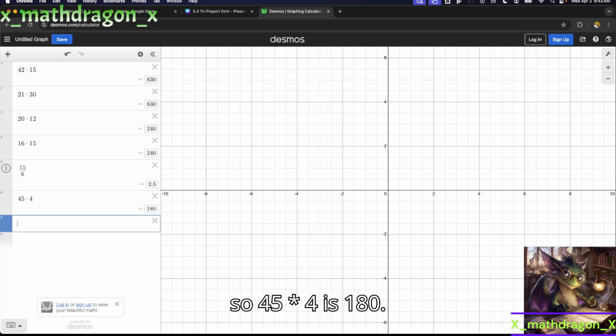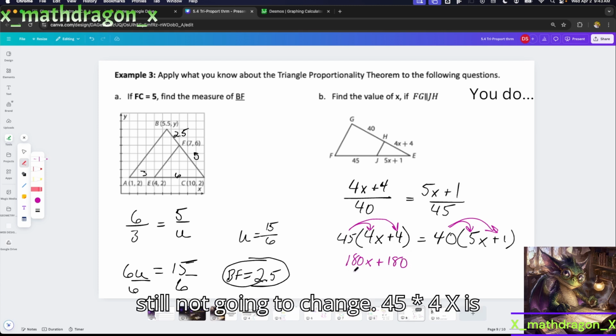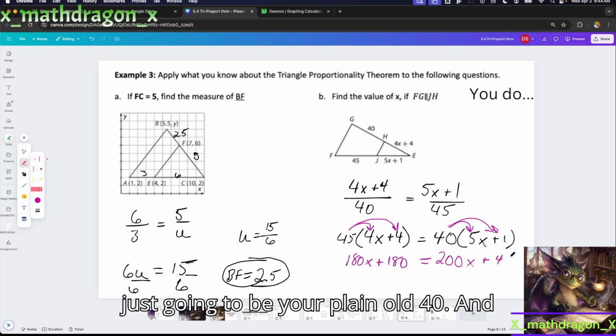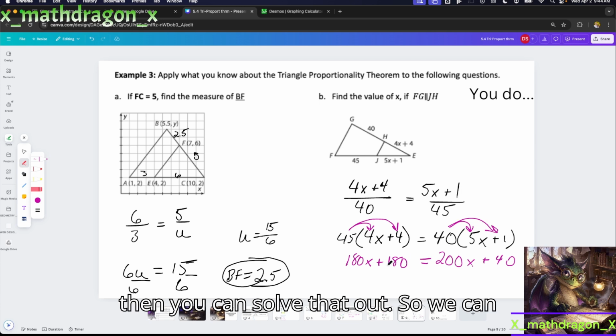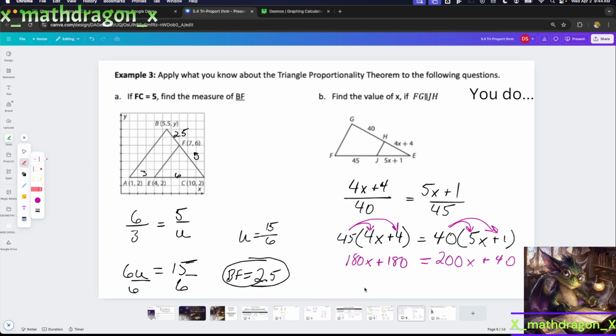45 times 4 is 180. So this is going to be 180x plus 180, because it's still not going to change. 45 times 4x is 180x. 45 times 4 is just 180. Then 40 times 5, that should be 200x. And then 4 times 1, that's just going to be your plain old 40. And then you can solve that out. So we can subtract 40 on both sides, subtract 180x on both sides, solve it out. But give that a shot.